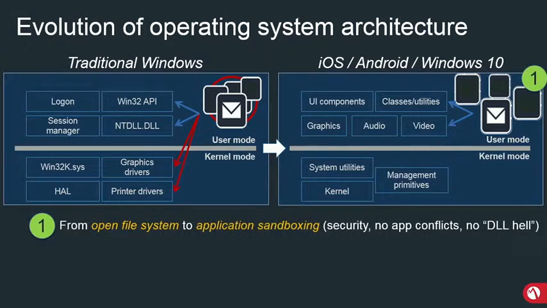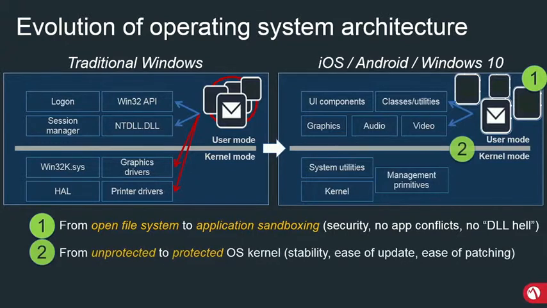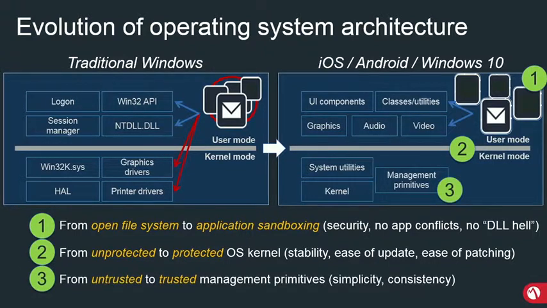So what has changed? The main difference is the change from the open file system to application sandboxing. Every application is using isolated memory and isolated storage, right? Then we also have a change from an unprotected to a protected OS kernel, and from untrusted to trusted management primitives. What I mean by this is we have these management APIs, which are the ways to actually deal with things in the OS kernel, like application installation, connectivity, configuration, etc. But these APIs are only available to trusted EMM providers. So not every file, not everything can get into that, right? That's the change of this operating system architecture. And also, as you might know already, Windows 10 is going this direction. A colleague already mentioned Android, iOS, and Windows 10. This is the shift from the architecture point of view.